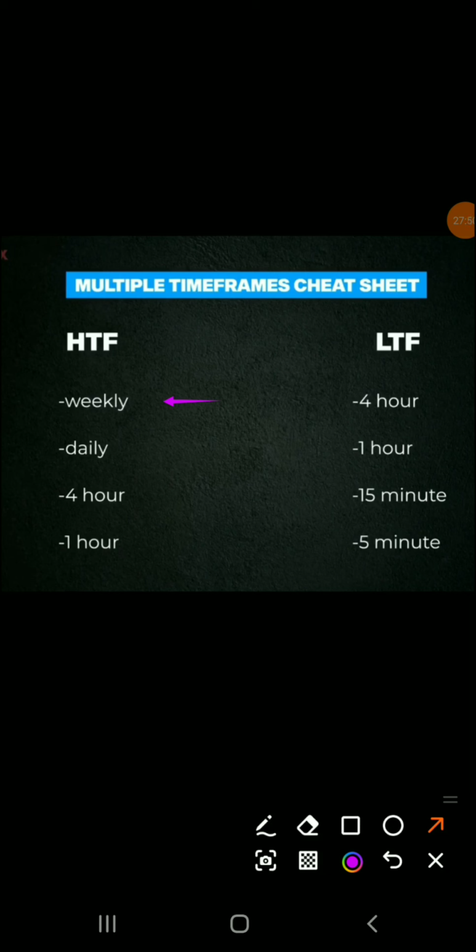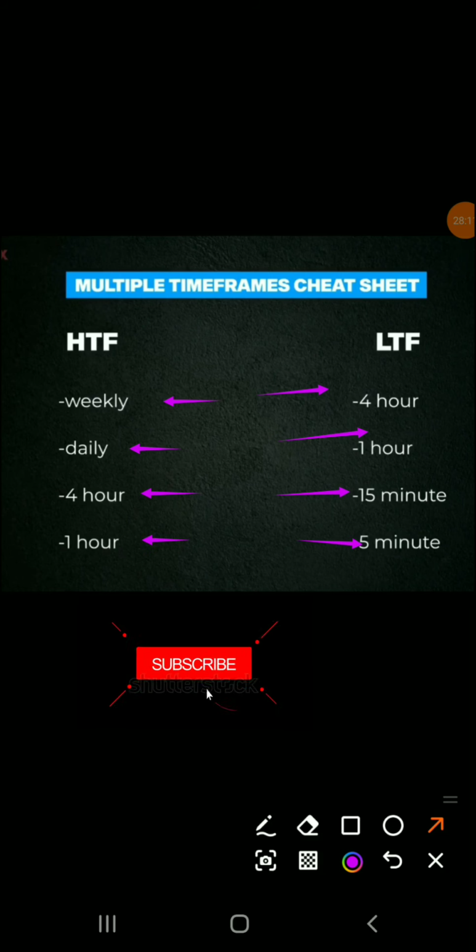And then the 4-hour time frame is going to be where you're going to have your entry. If you're using the daily time frame, then the 1-hour time frame is going to be used for your entry. Also if you're using the 4 hours time frame, then use the 15 minutes time frame for your entry. And if you're using the 1-hour time frame for analysis, then the 5 minutes time frame is going to be used for entry.